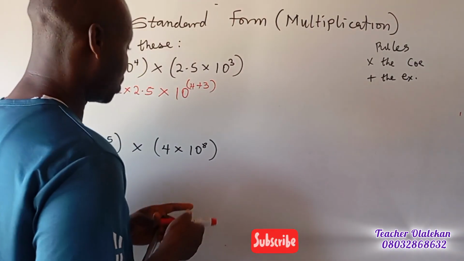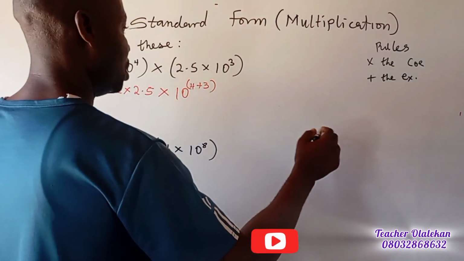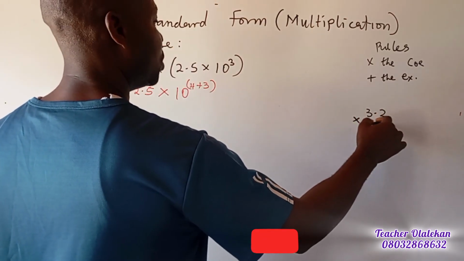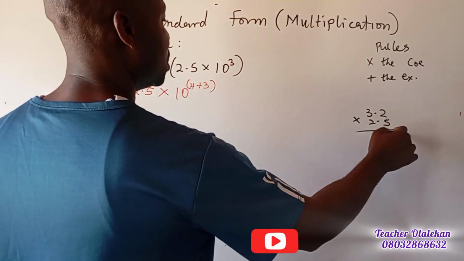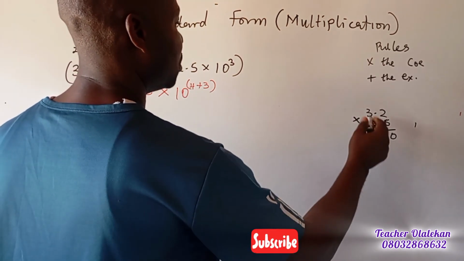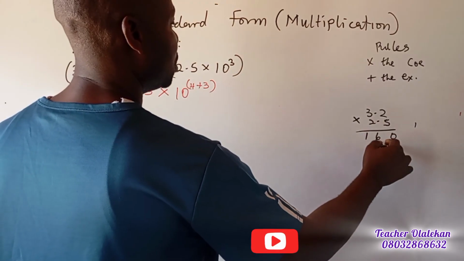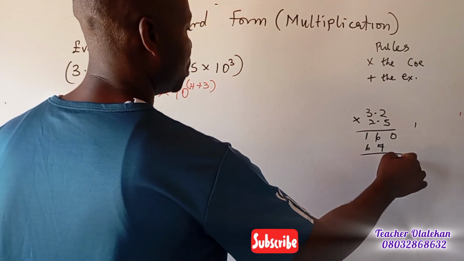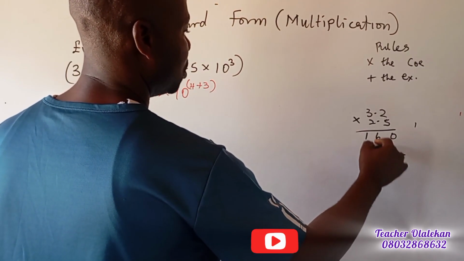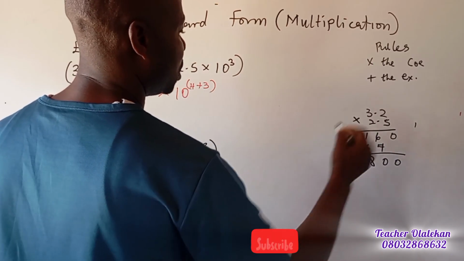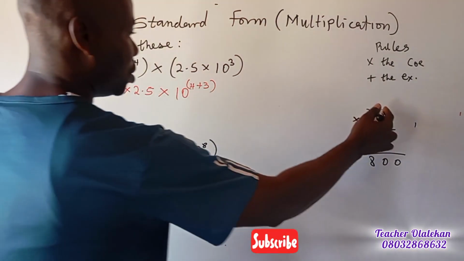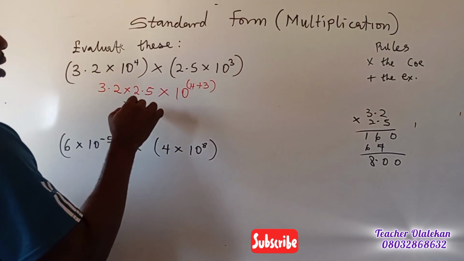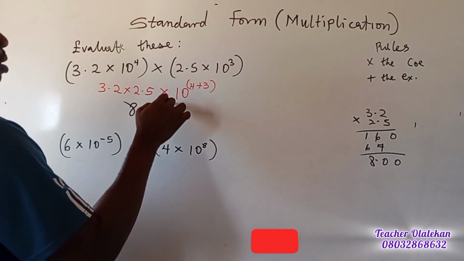If you use the knowledge of multiplication of decimal numbers, let's do that. So that is 3.2 multiplied by 2.5. This is 10, keep 1, that's 15, 16. This is 4, and this is 6. So that becomes 0, 0, and 8. That becomes 8.00, which is taken as 8. So that becomes 8 times 10 raised to power 7.